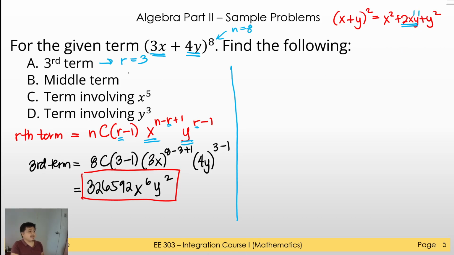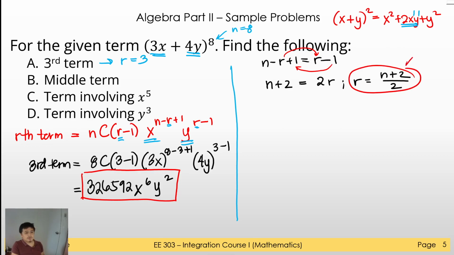So that will be the same idea that we should utilize to find the middle term, meaning the exponents here should be equal. So n minus r plus 1 and r minus 1 should be equal. So we have n minus r plus 1 is equal to r minus 1 to find the middle term. If we simplify this to find r, manipulate this to the other side, and then transpose this to the other side, we have n plus 2 is equal to r plus r, so this will be 2r. Therefore, r is equal to n plus 2 over 2. So take note of this now for the middle term.